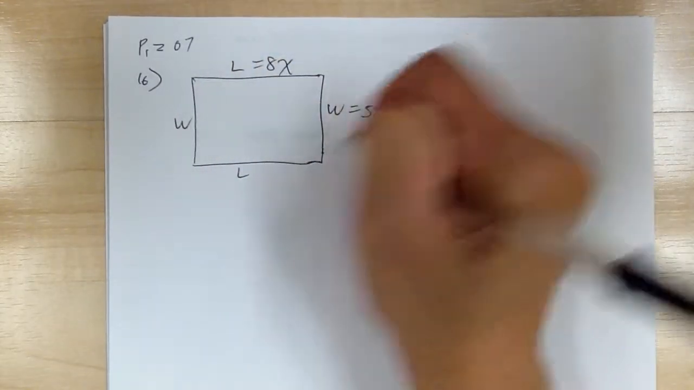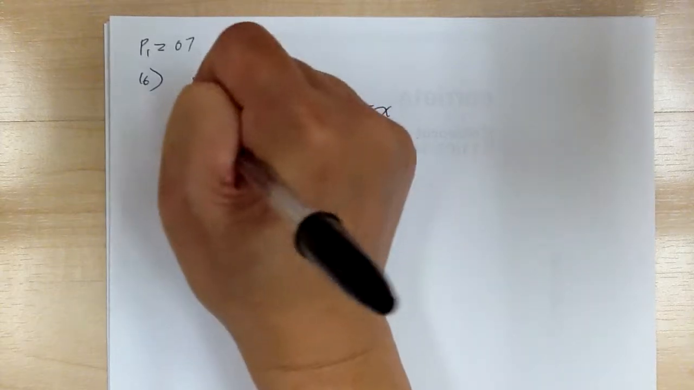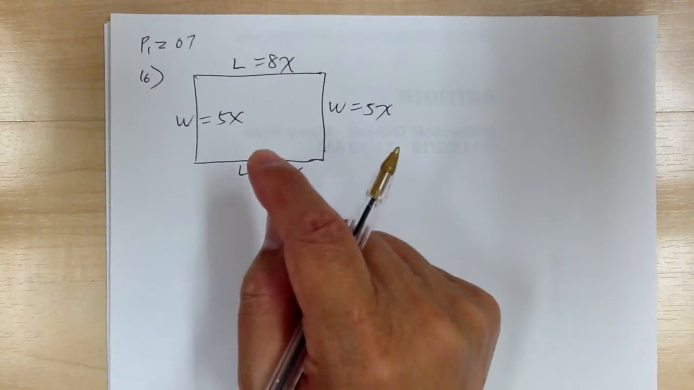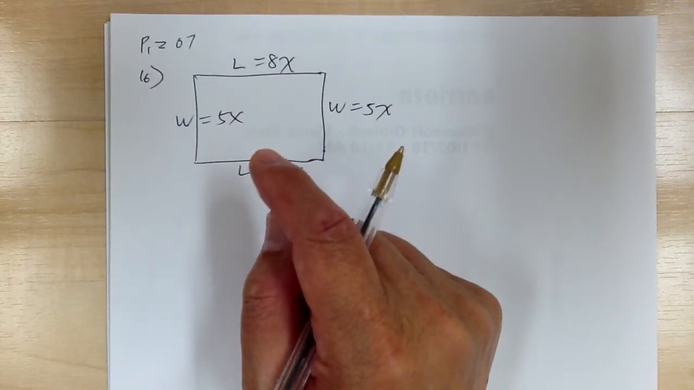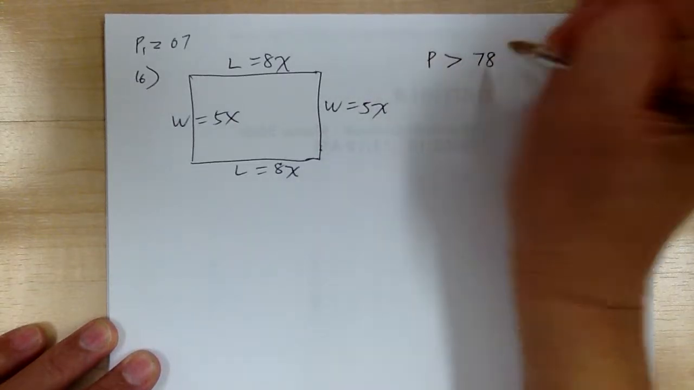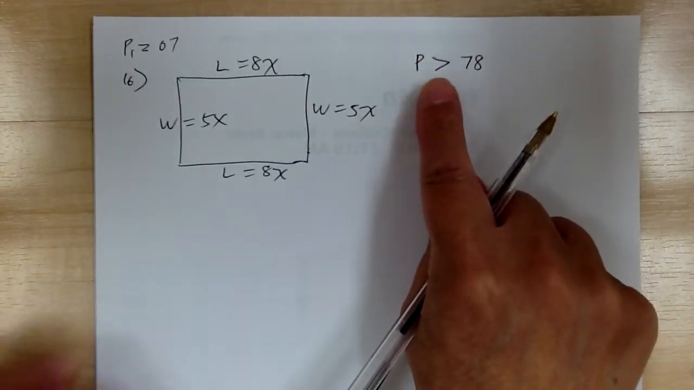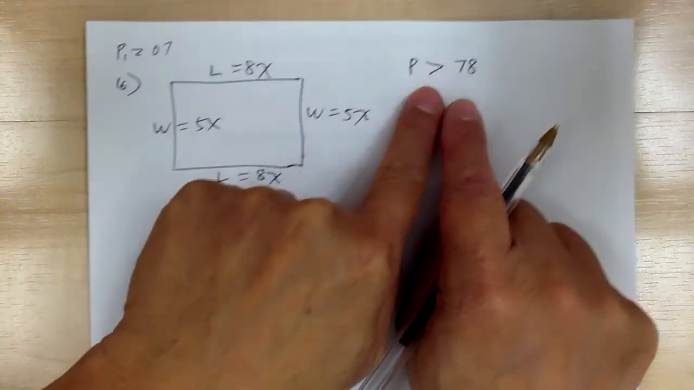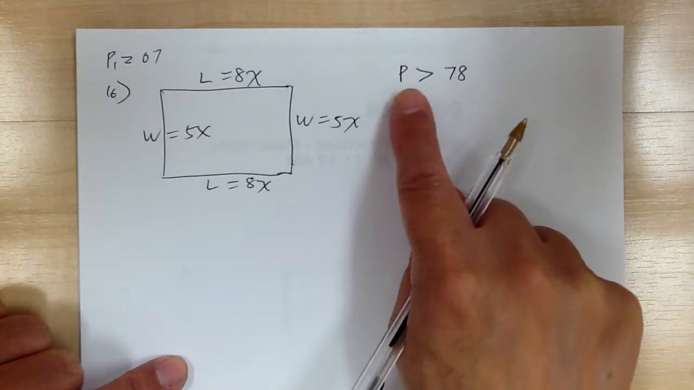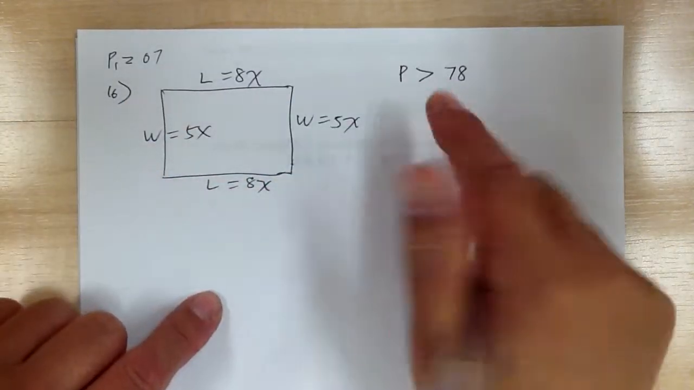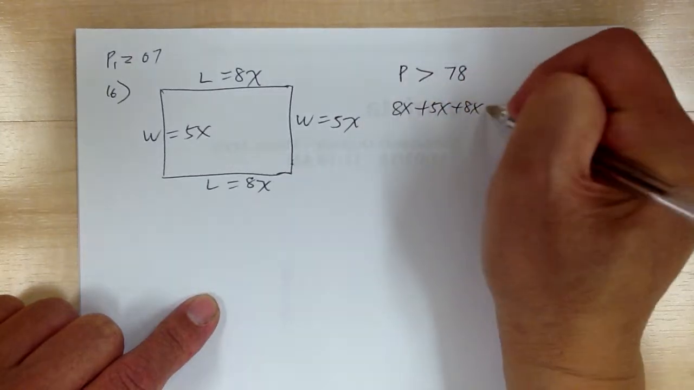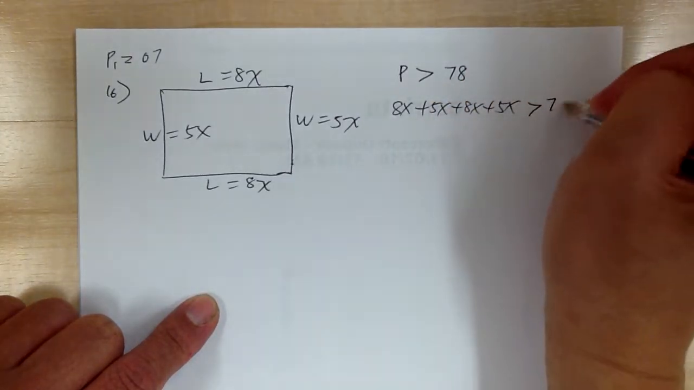So again, these are ratios. You have to put in a multiplier. Again, they are in a ratio of 8 to 5. And it says the perimeter is greater than 78. So when you are dealing with an inequality, you need to start with the inequality and work all the way through. So the perimeter is adding all 4 sides, right? So you're going to get 8x plus 5x plus 8x plus 5x is greater than 78.